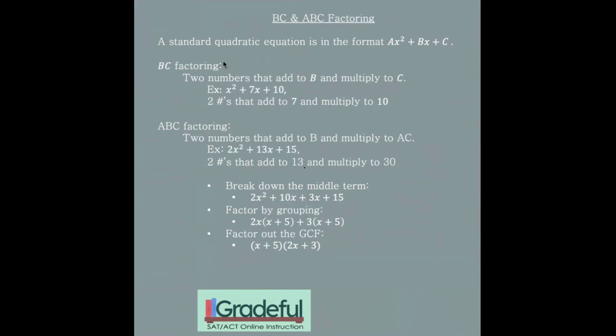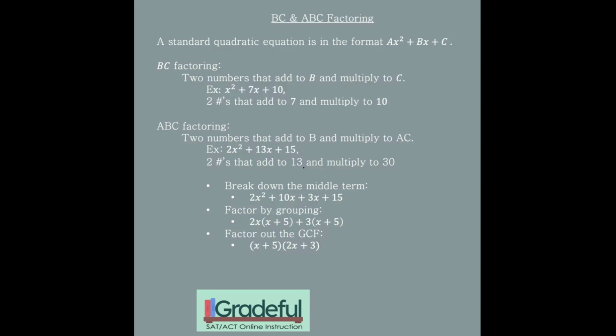Now going to question 13, here we're being given an ABC quadratic and we're being asked about the factors. So let's talk for a moment about BC and ABC factoring. The standard form of a quadratic is ax squared plus bx plus c. And if you see numbers in the B and C spots, for instance here, 7 and 10, then you need two numbers that add to B and multiply to C. So two numbers that add to 7 and multiply to 10.